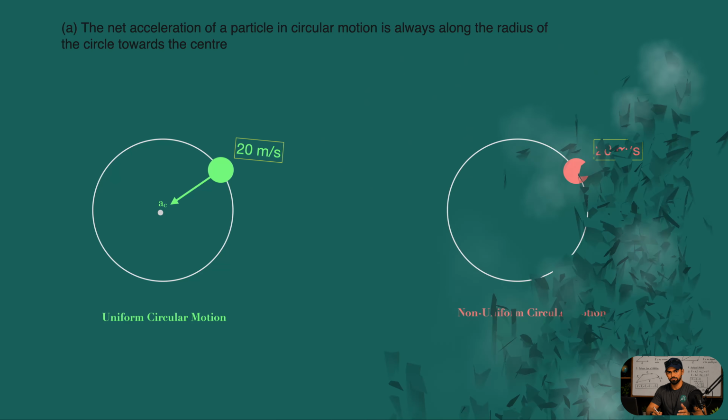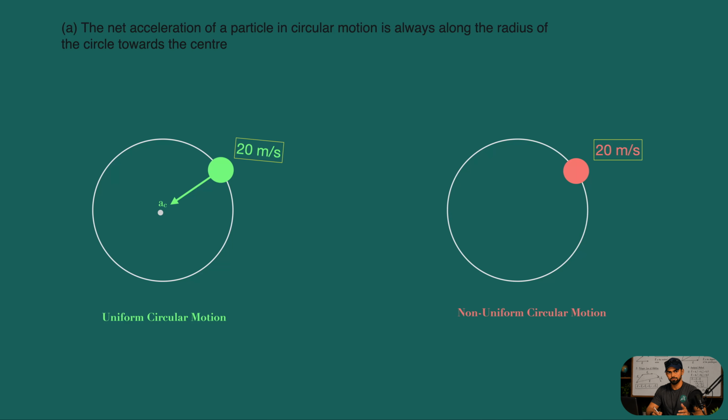Here, the acceleration has 2 components. The first component is the centripetal acceleration, which acts towards the center of the circular path. The second component is the tangential acceleration, which acts along the tangent to the circular path. Notice that this tangential acceleration is responsible for changing the speed of the object while it moves along the circular path. Therefore, the net acceleration is not always directed towards the center in all types of circular motion. Hence, statement A is false.